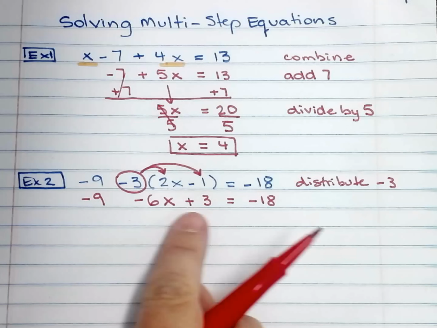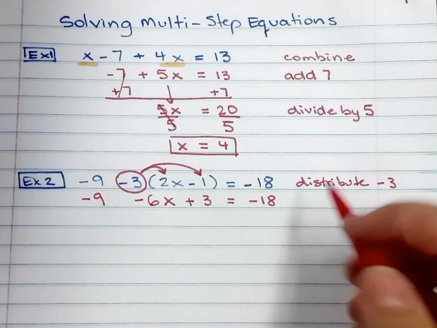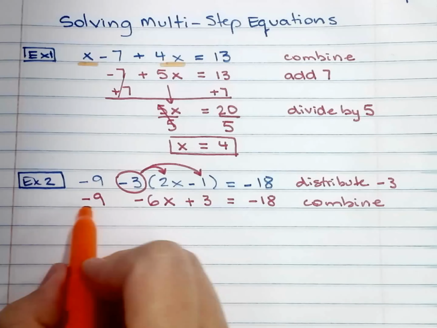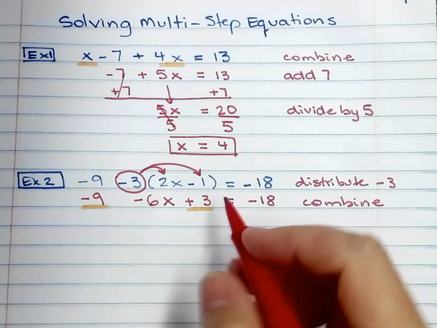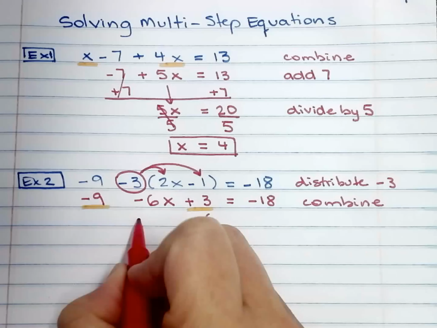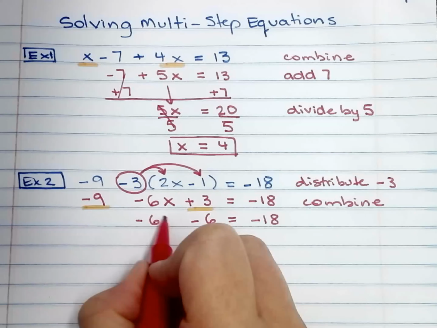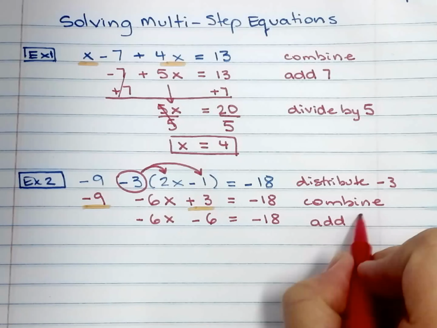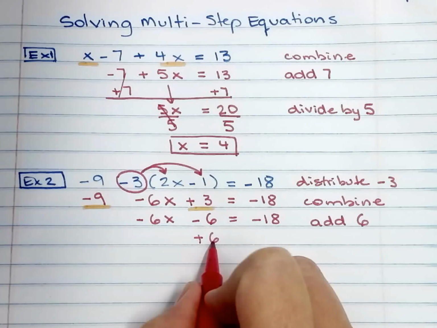So now we are pretty much at the same step that we were on example 1. So I need to combine. So what you're combining is the -9 and the 3. You're combining the constant. So -9 plus 3 is -6. And then I don't do anything else with the others. I need to add 6 to both sides because the goal is to isolate x. So add 6 to both sides.